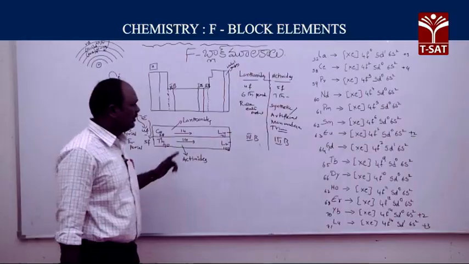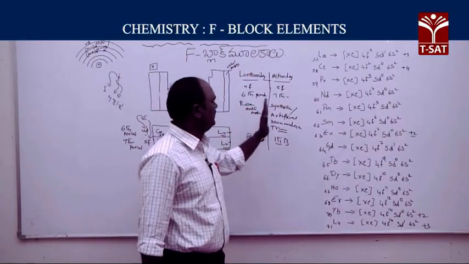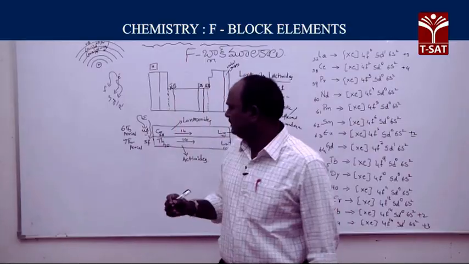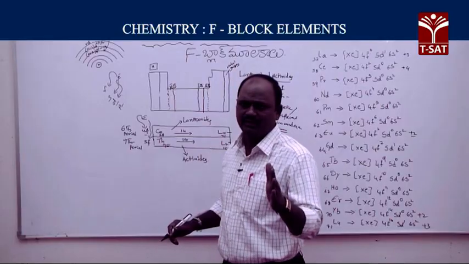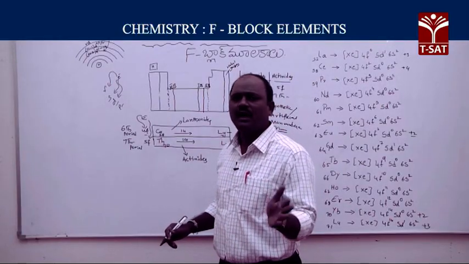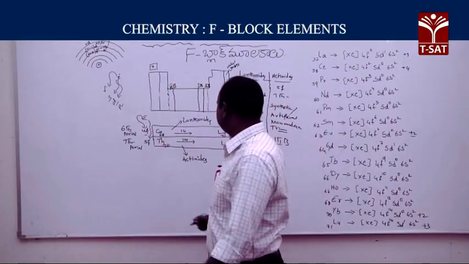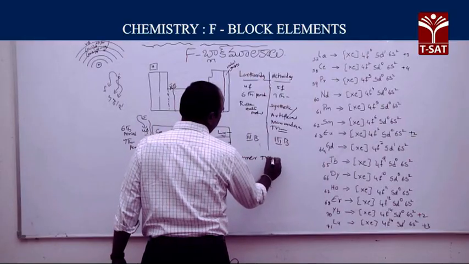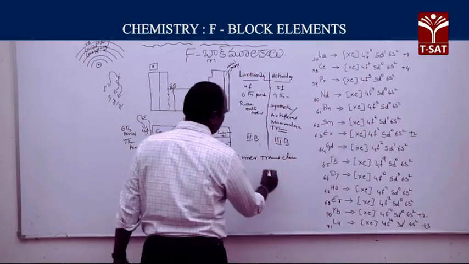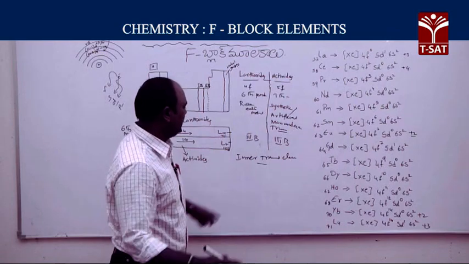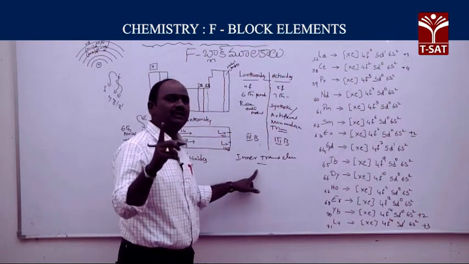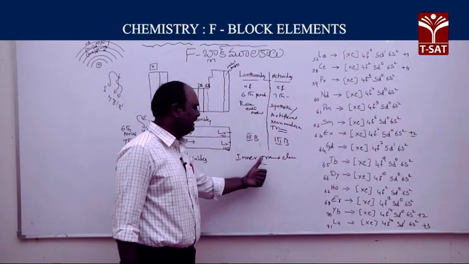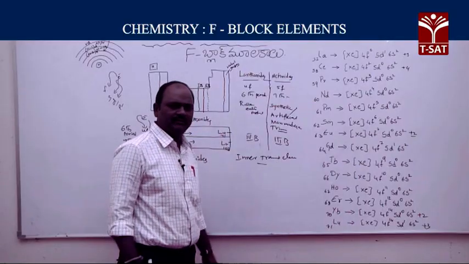So after knowing the differences between the lanthanides and actinides, we should know the important properties of f block elements or inner transition elements. These are also called inner transition elements because their n-2 f orbitals are partially filled with electrons. Because of that reason, they are also known as inner transition elements.